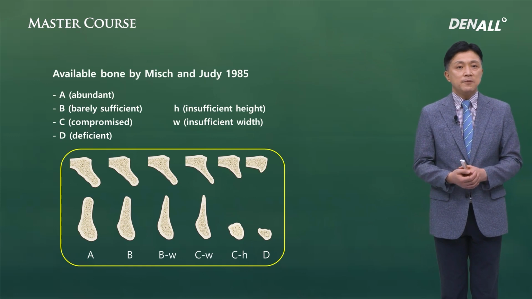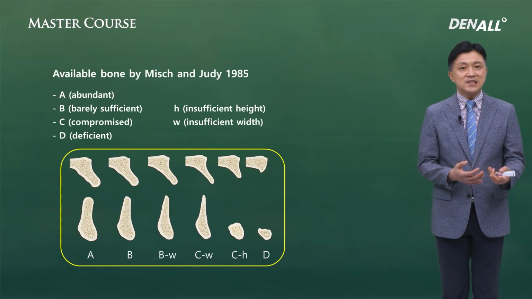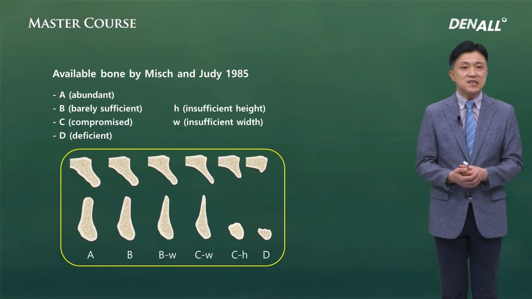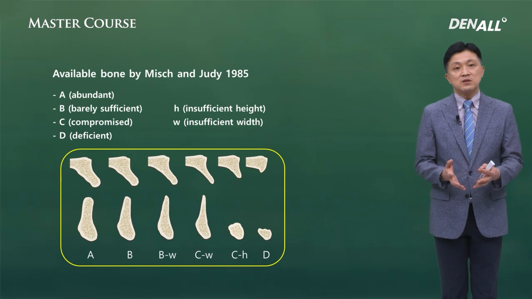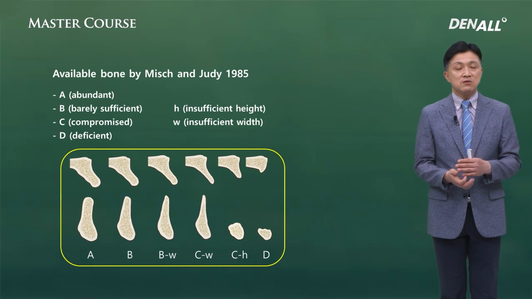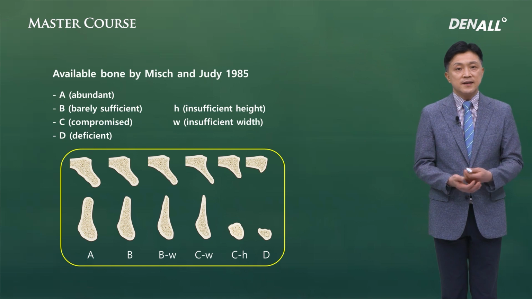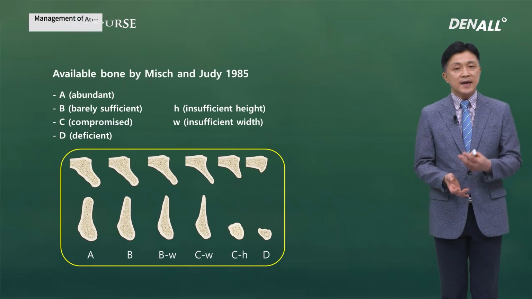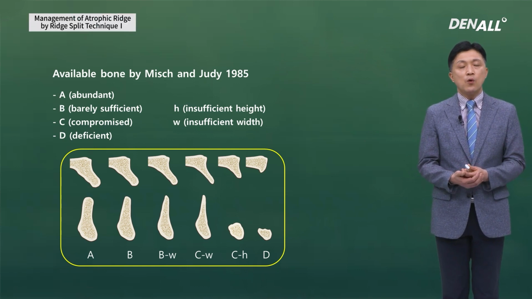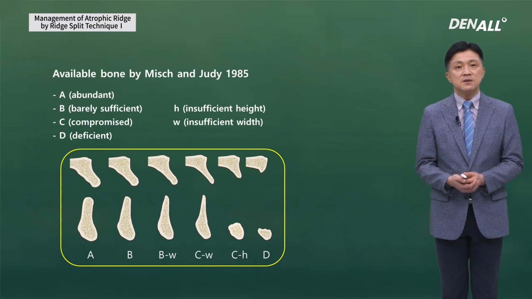Let's look at the category of available bone presented by Misch and Judy. With time, there's horizontal bone resorption, followed by vertical bone resorption, and in the end, basal bone is the only thing that remains. This is how the ridge is resorbed. This is a physiological process that occurs.